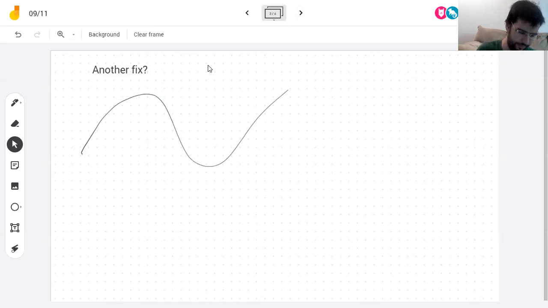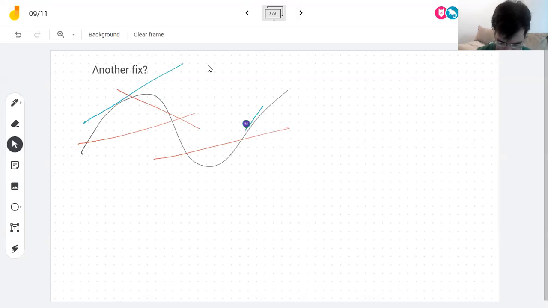So here's a tangent. And here's some lines that are not tangent. What is different about the blue line if it's not the number of intersection points?